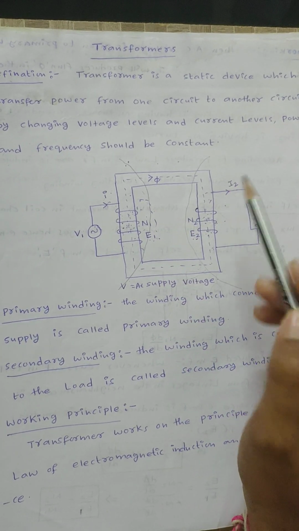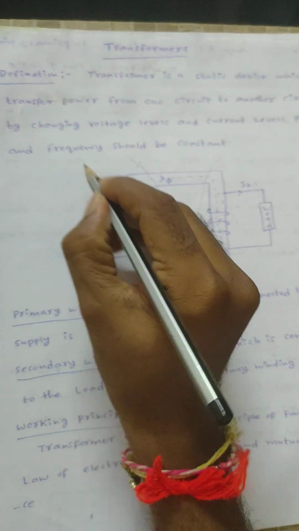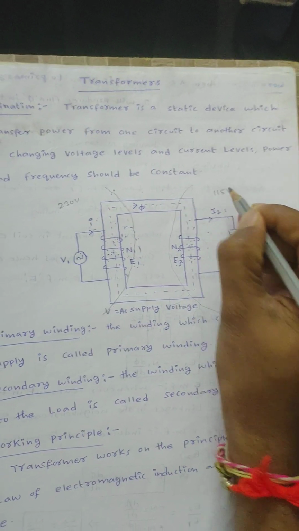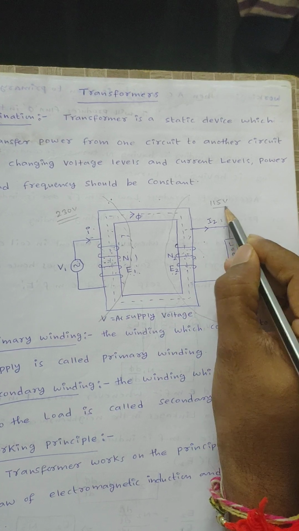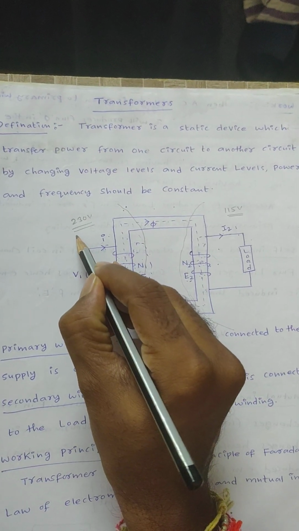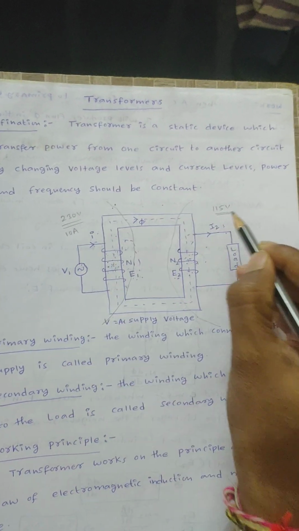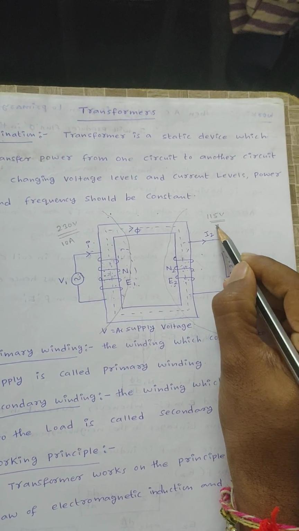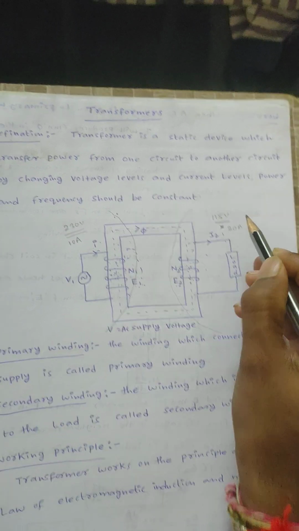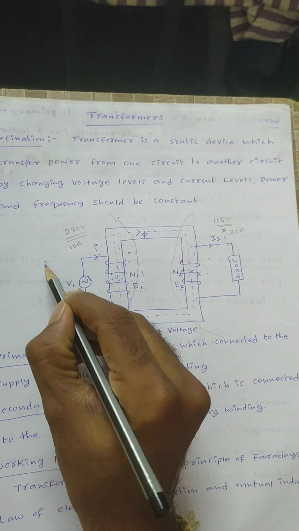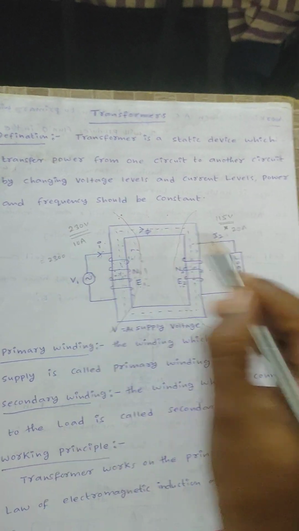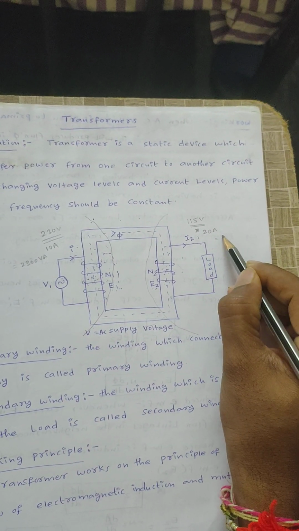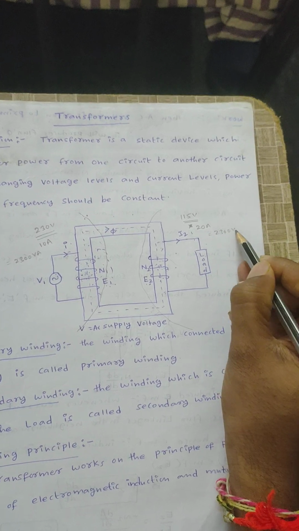Power should be constant. That means, for example, the primary side is 230 volts and the secondary side is 115 volts. This is the high voltage side, and this is the low voltage side. The high voltage side current will be, let's assume, 10 amperes. The low voltage side current is high, that is 20 amperes. 230 into 10 is 2300 volt amperes. The VA rating 115 into 20 is again 2300 volt amperes.